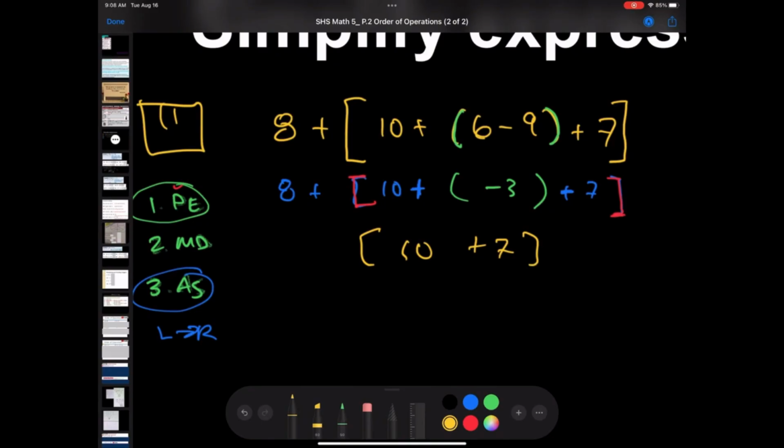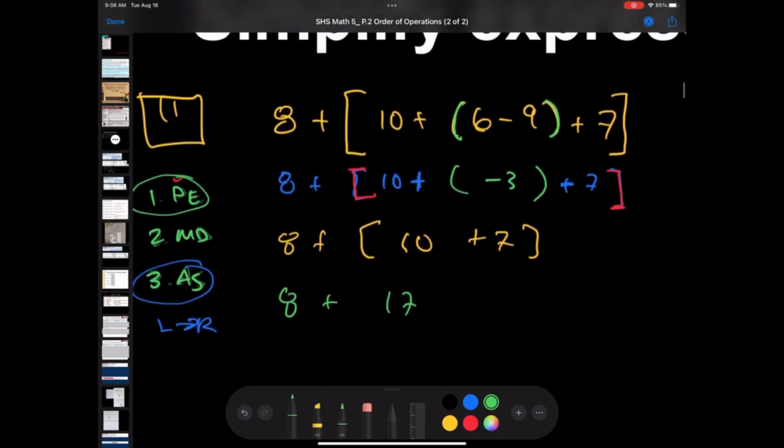10 plus 7, and I have this 8 here. And I did something here. I did this on purpose here, because tomorrow, August 17th, is my birthday. So, of course, 8 plus 17, the answer is 25.